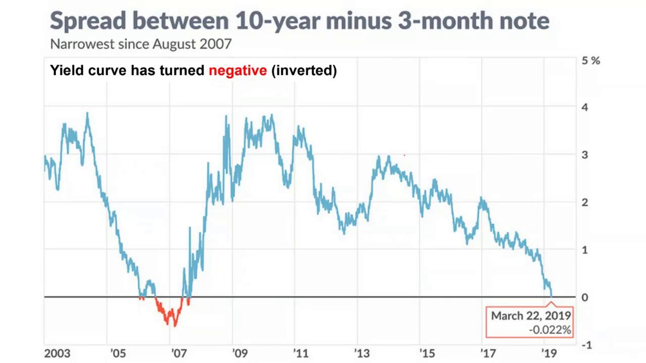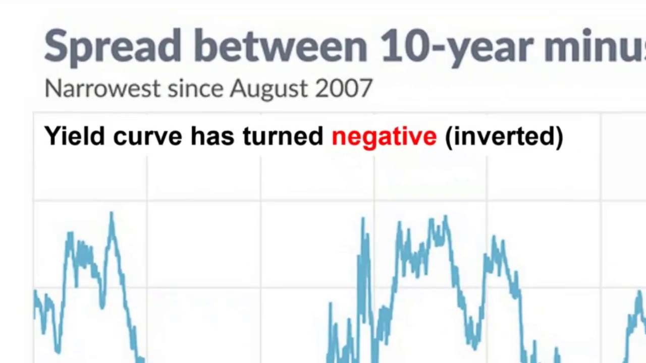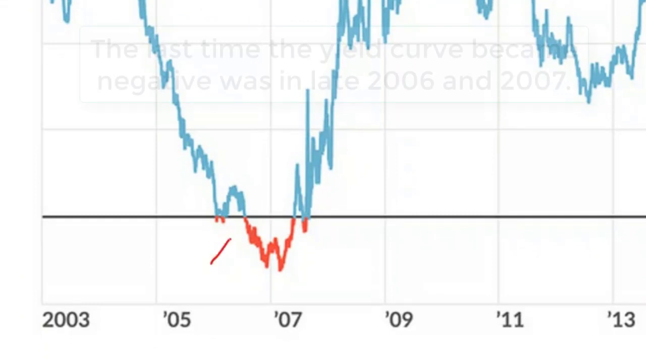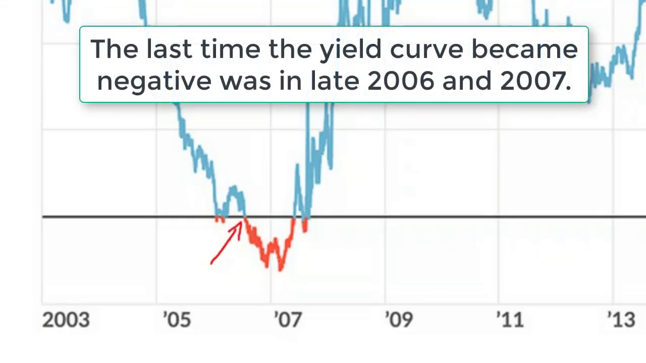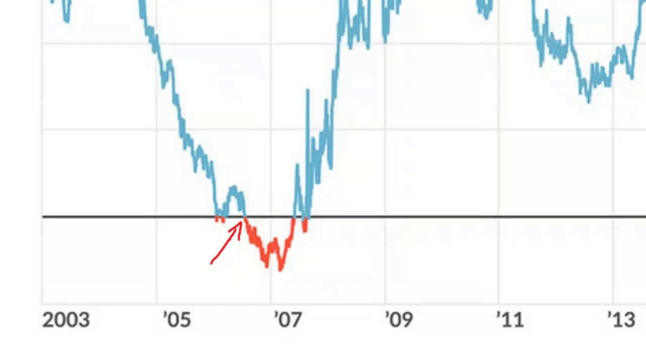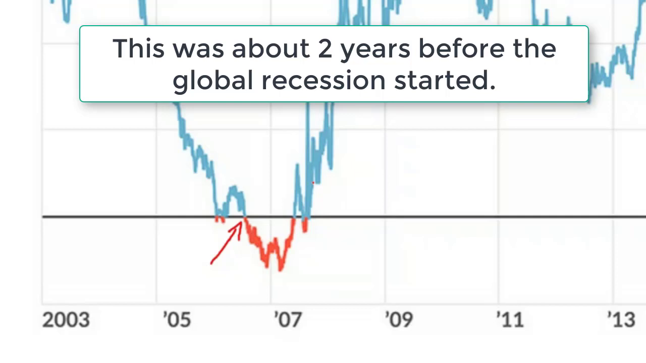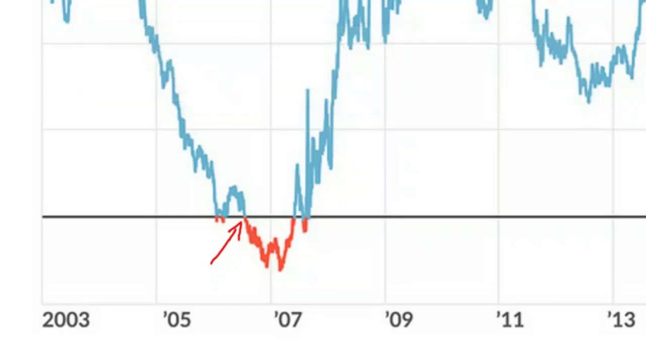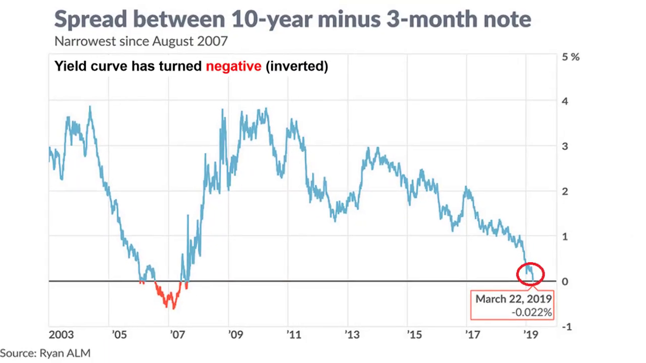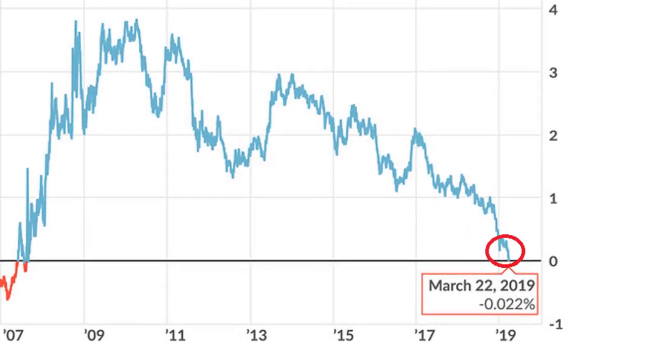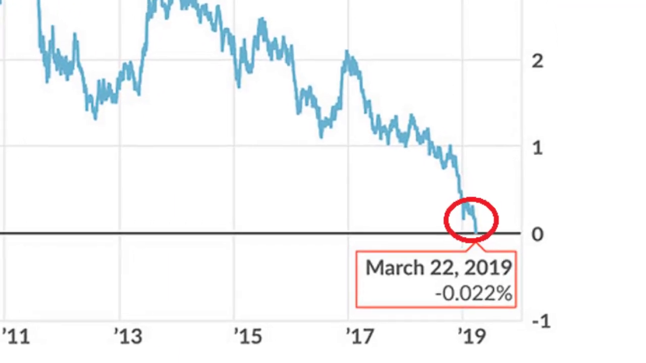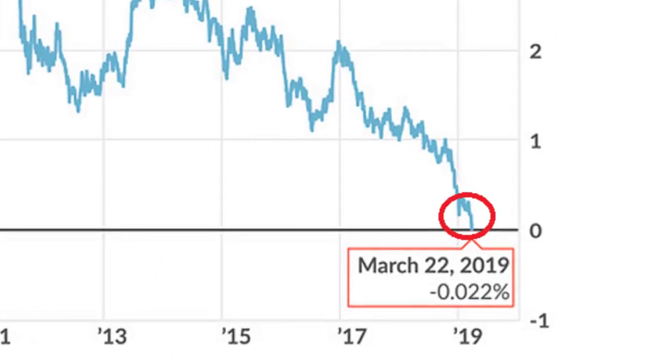And this has not happened since, well, it says over here since 2007, but actually we can see it happened back in 2006, okay? And then essentially got worse in 2007. And we all know what happened just after 2007. We had the major financial crisis and the Great Recession. So as you can see here from this chart, we are now in the inverted yield, again, not happened since 2006, 2007.